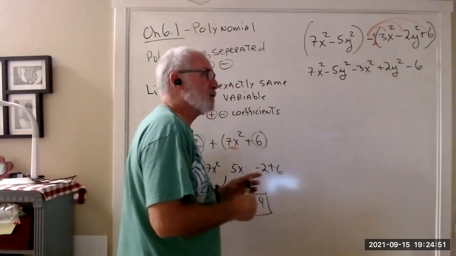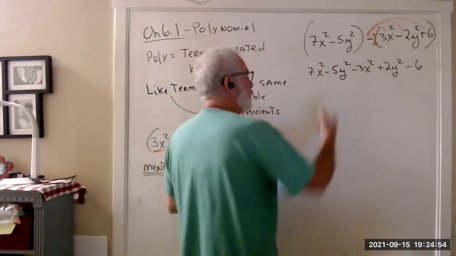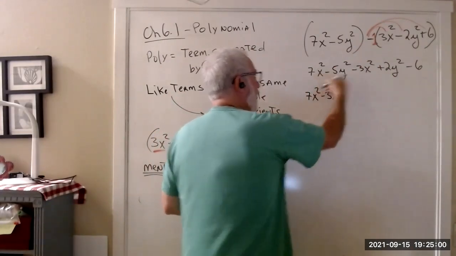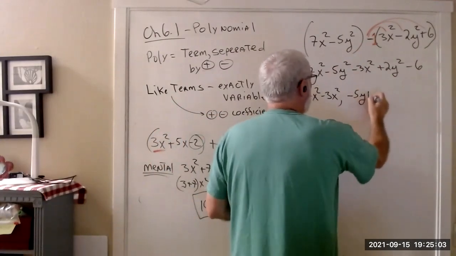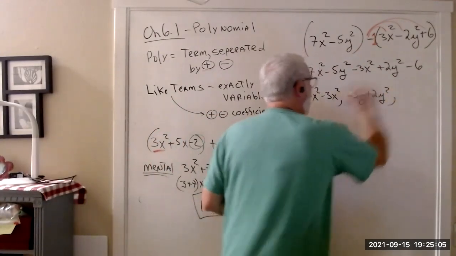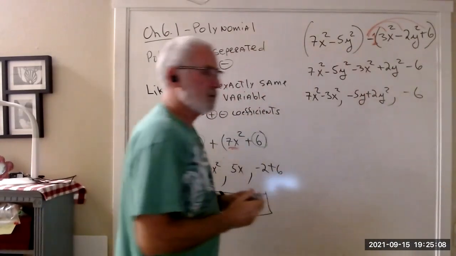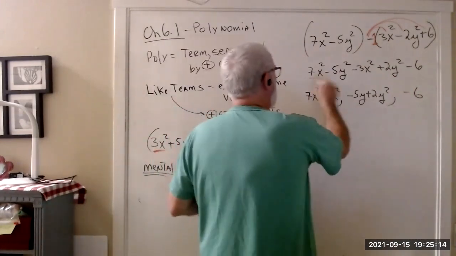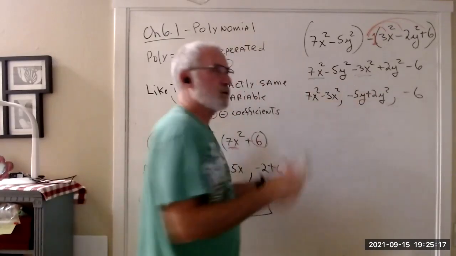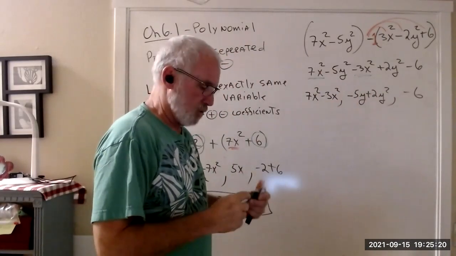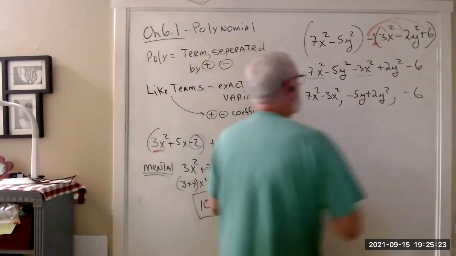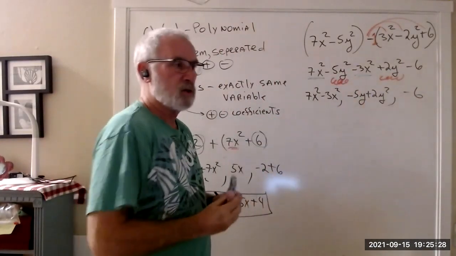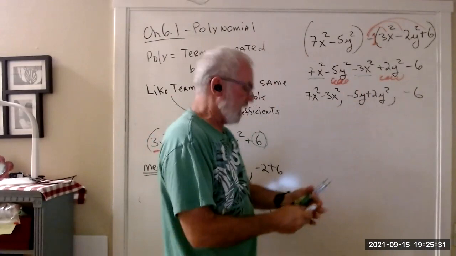Now, mentally, you're going to combine like terms. You're going to say, 7x squared minus 3x squared, and a -5y squared plus 2y squared, and a -6. So mentally, you're going to scan this problem and say, oh, look, the 7x squareds and the 3x squareds are like terms. The y squareds here and the y squareds here are like terms. So mentally, you're going to combine those.